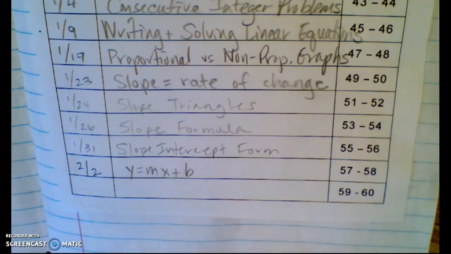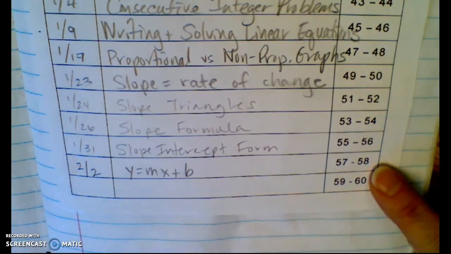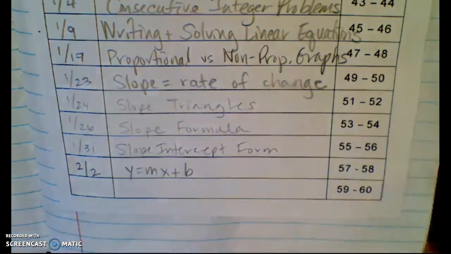Okay, ladies and gentlemen, today we're going to learn how to graph a line using the slope-intercept form of a line that we learned about the other day. So the title in your table of contents should be y equals mx plus b, and today's date, and we should be putting this on page 57-58 when we do get finished filling it out.